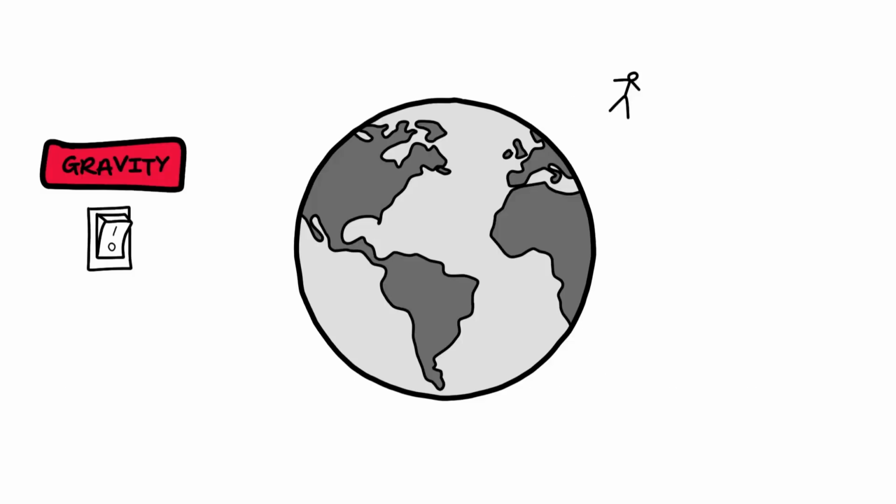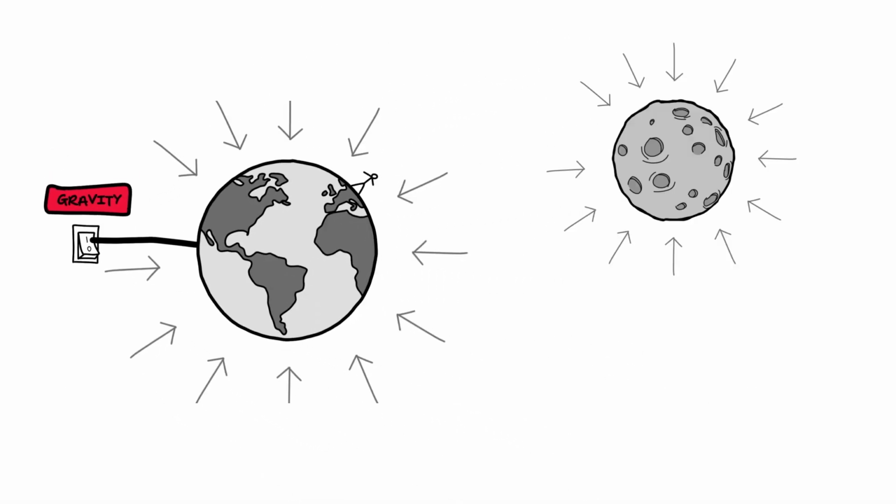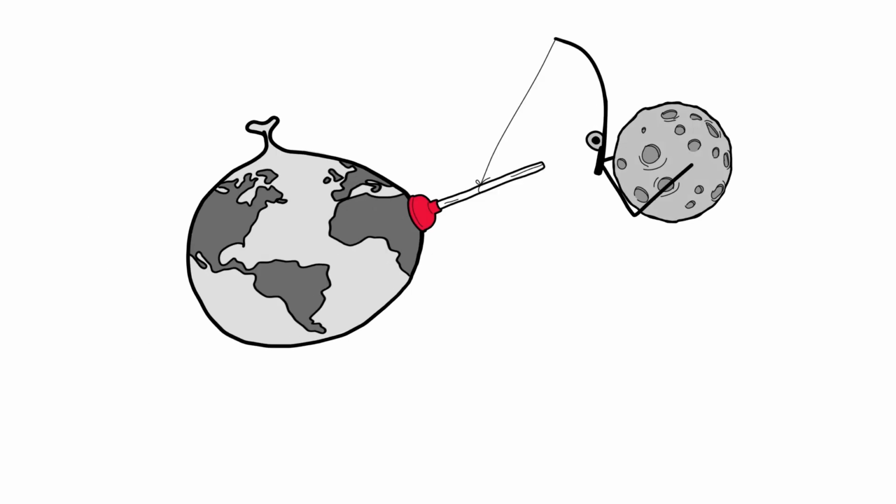Just as Earth's gravity keeps you from floating off its surface, the moon also has gravity, which pulls on Earth's oceans. Imagine a water balloon being gently tugged on one side. The side of the Earth facing the moon gets pulled toward it, causing the water to bulge out. This bulge is what we call a high tide.